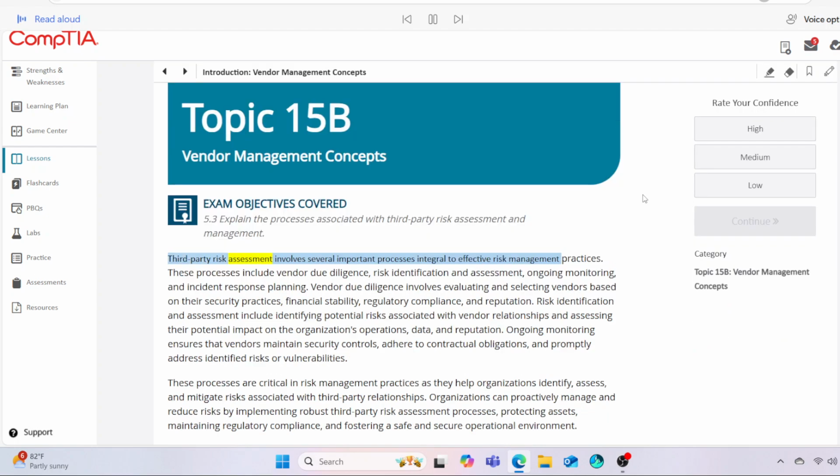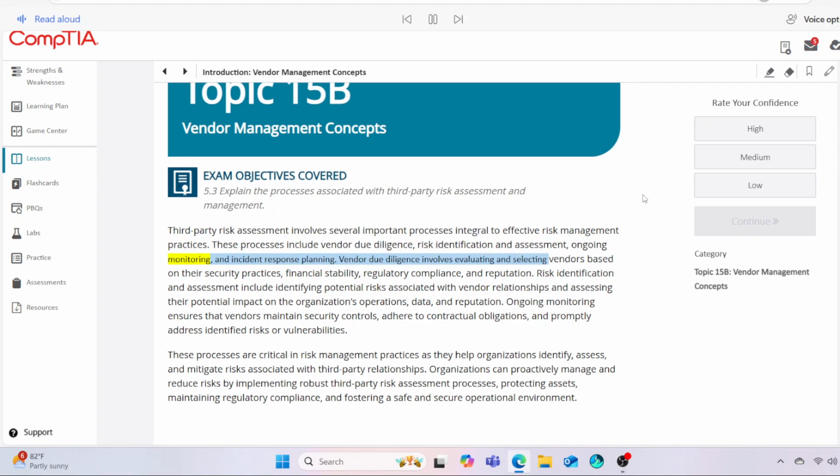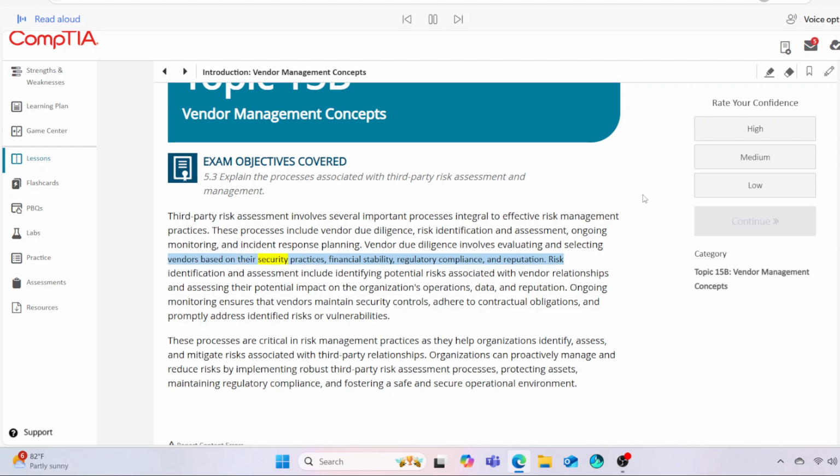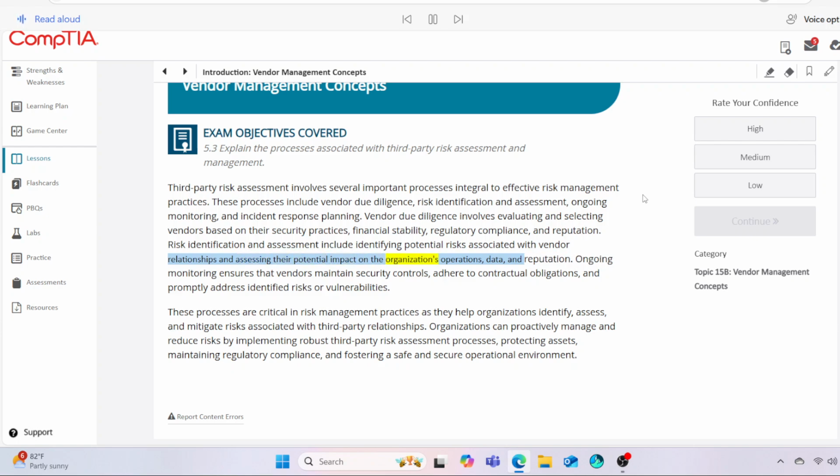Third-party risk assessment involves several important processes integral to effective risk management practices. These processes include vendor due diligence, risk identification and assessment, ongoing monitoring, and incident response planning. Vendor due diligence involves evaluating and selecting vendors based on their security practices, financial stability, regulatory compliance, and reputation.